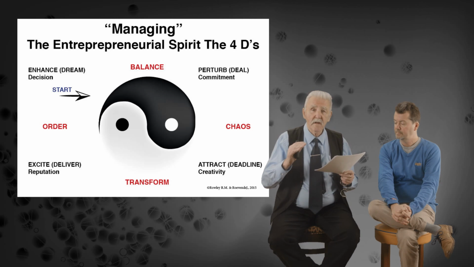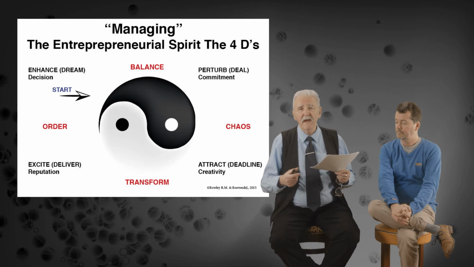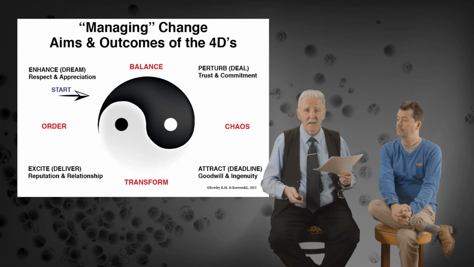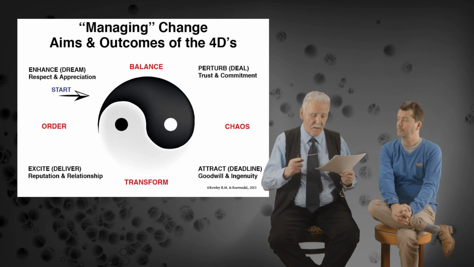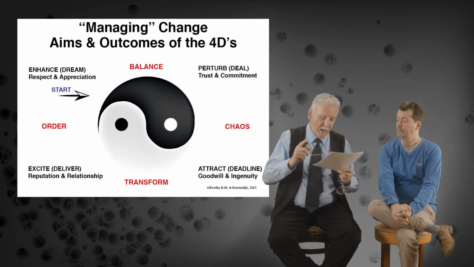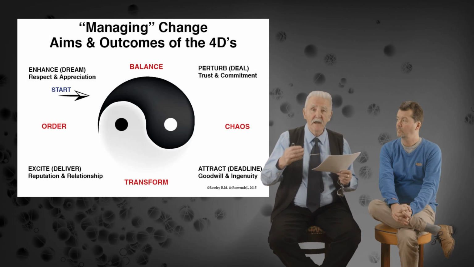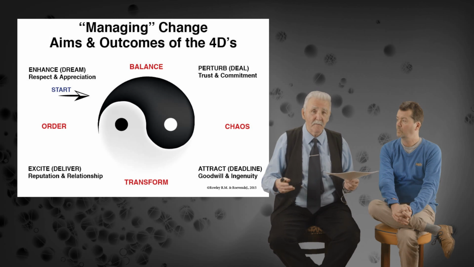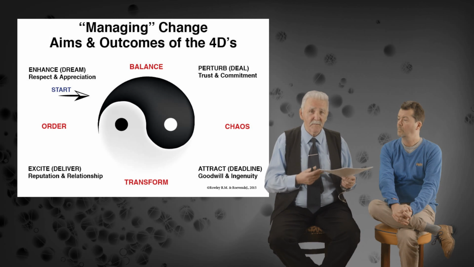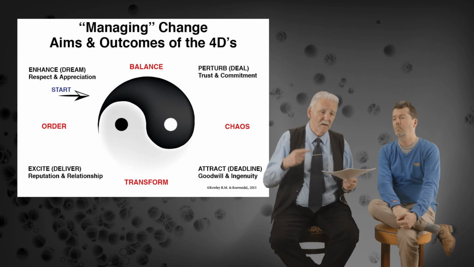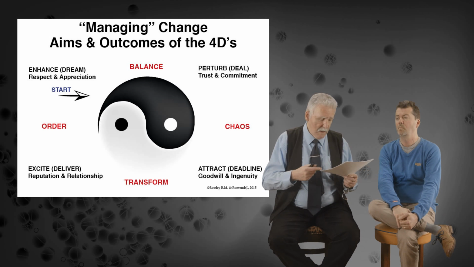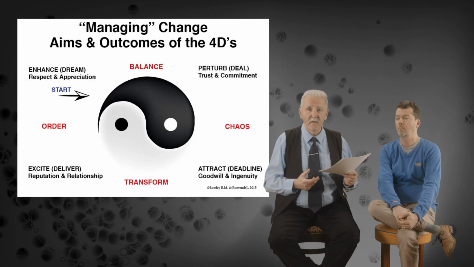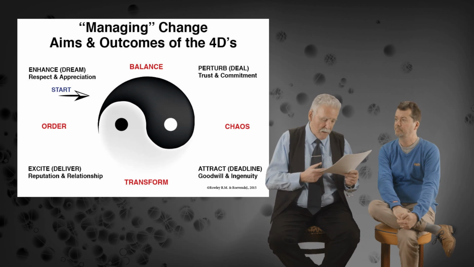and overall, what are the outcomes that you would like to develop or engender with enhanced perturb attract excite? We've got enhance the dream part. Basically, you start by enhancing respect and appreciation. You put people together and you build up their confidence and you treat them with respect. If you want people to respect you, respect them. It's very simple. So at the enhanced phase, you're building people up to go into the unknown. You build them up for it.